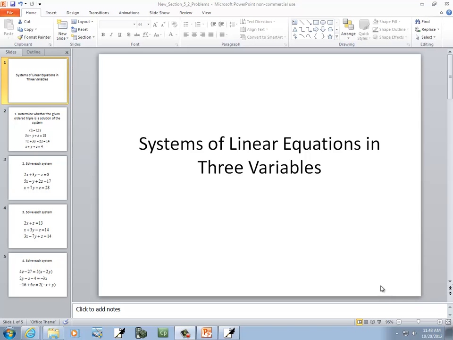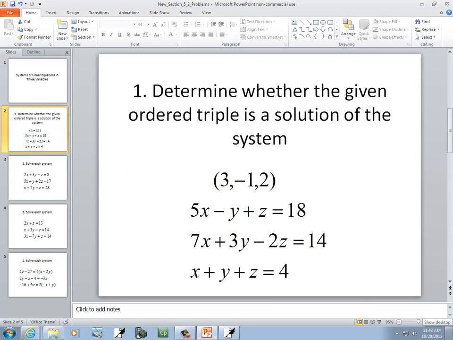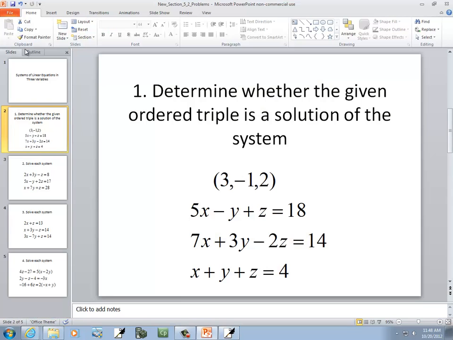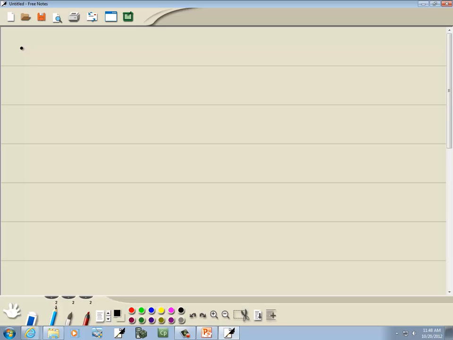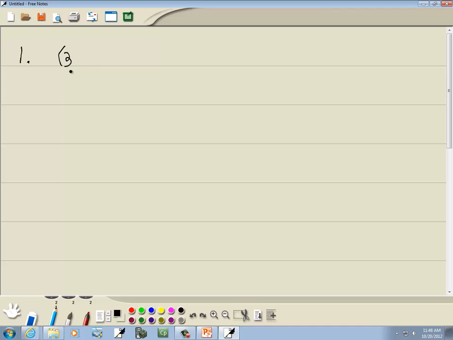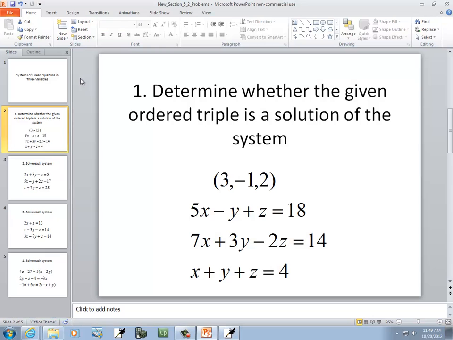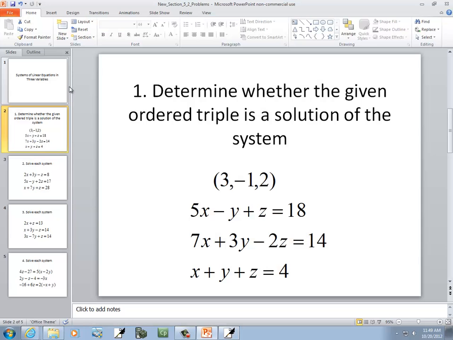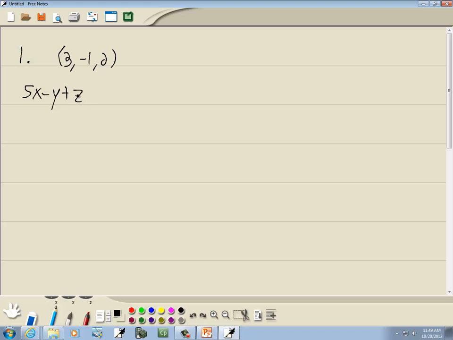Let's take a look at systems of linear equations in three variables. In our first problem, we want to decide if the ordered triple given is the solution of the system. So we got 3, -1, and 2. And we got 5x minus y plus z equals 18.